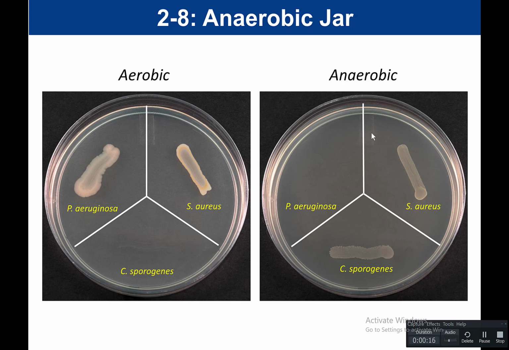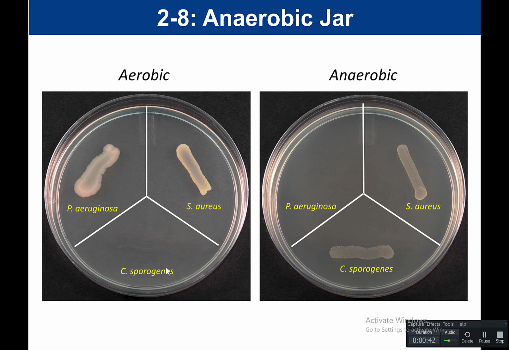And on the right, we have the anaerobic plate that was grown in our anaerobic jar. And so if I look, PA, Pseudomonas aeruginosa, notice that it grew on the aerobic, but it did not grow on the anaerobic. And I'll go over these terms with you in a minute. Notice that Staph aureus grew both aerobically as well as anaerobically.